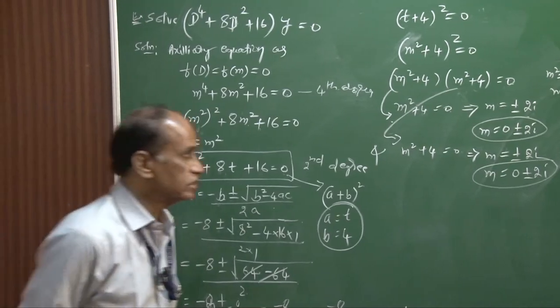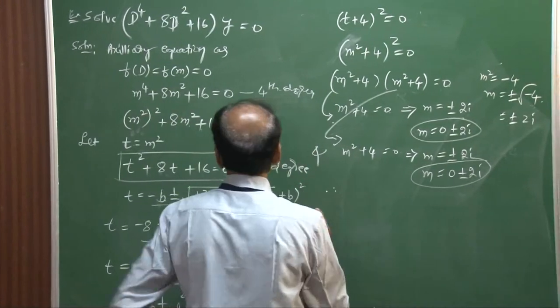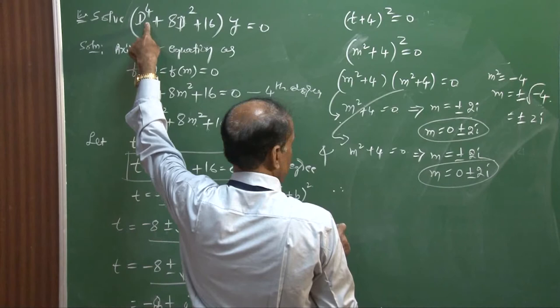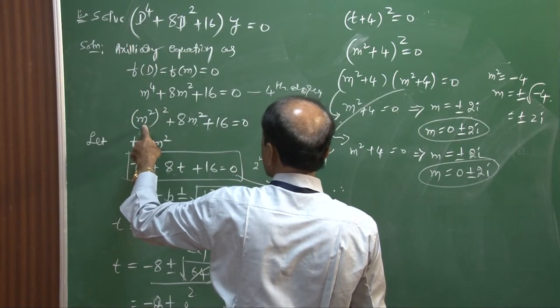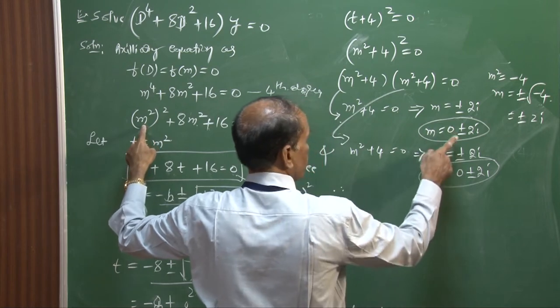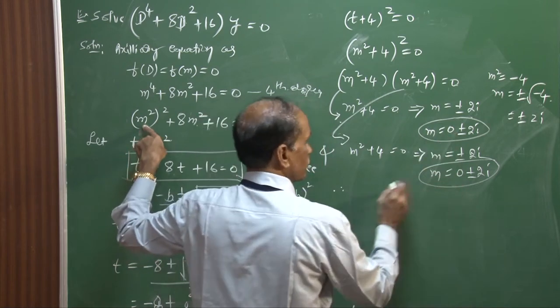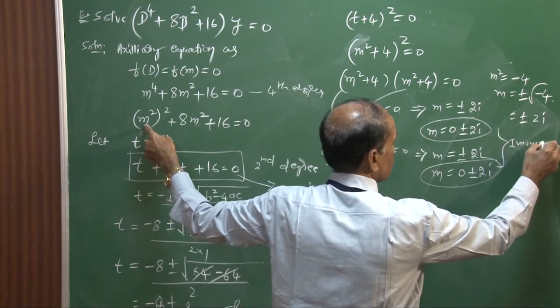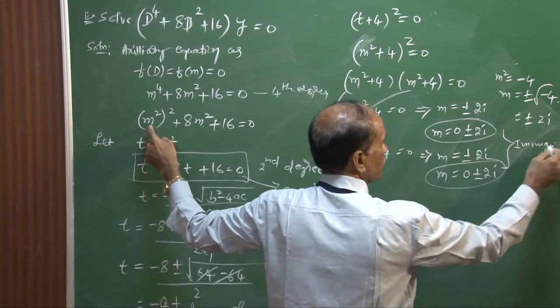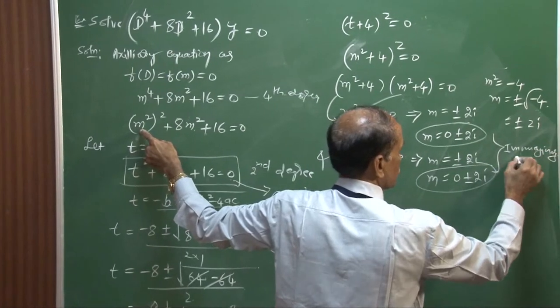Therefore, this is the second set of roots, the second set of values we can consider as roots of the equation. Therefore, the fourth order derivative is reduced to a fourth degree auxiliary equation, so four different values you must get. These are imaginary roots, you have to understand, because i is there.